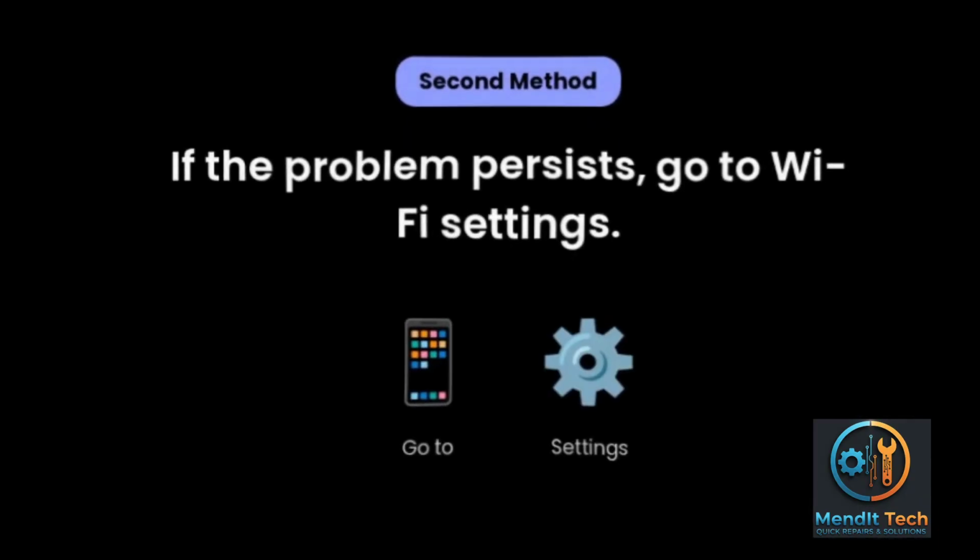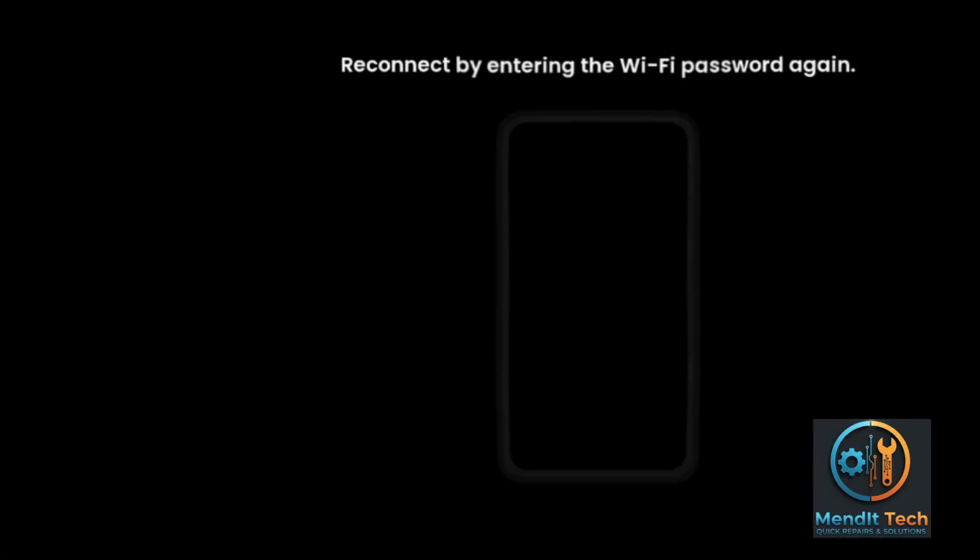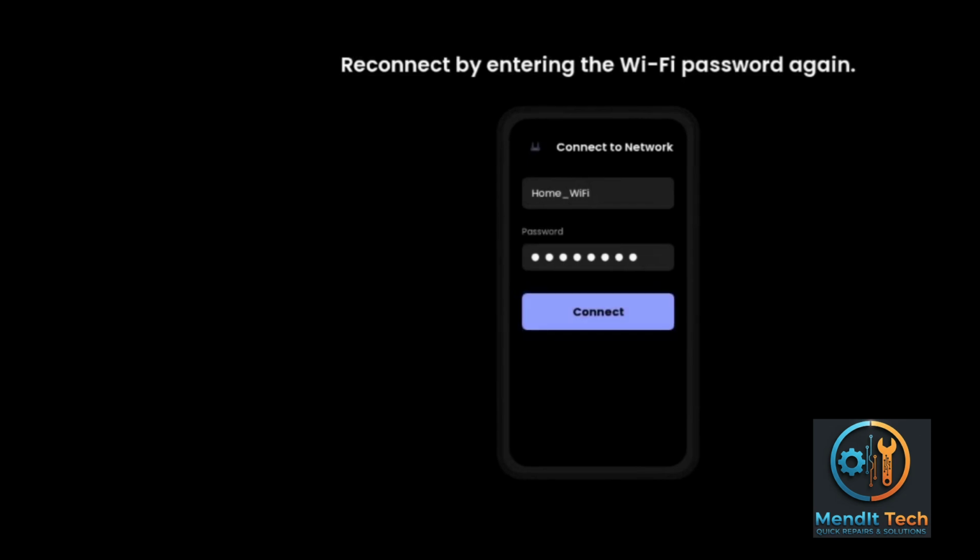Second method, if the problem persists, go to Wi-Fi settings. Click on the connected network and select Forget Network. Reconnect by entering the Wi-Fi password again.